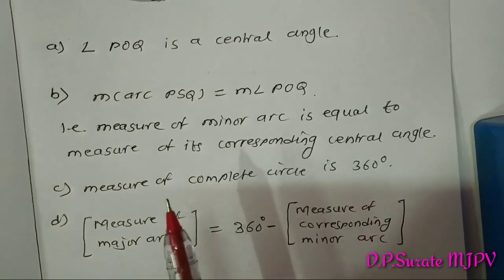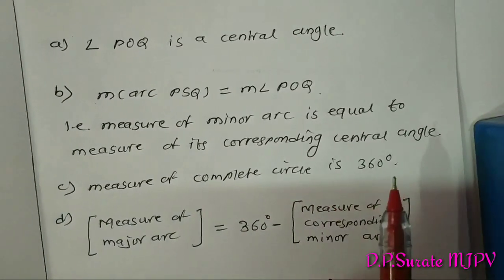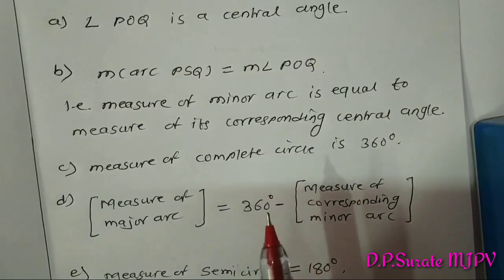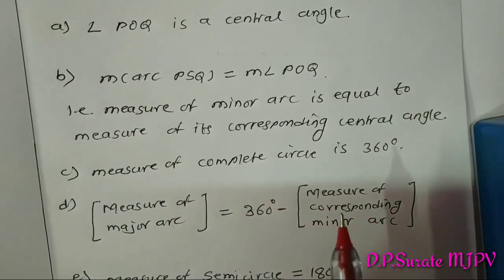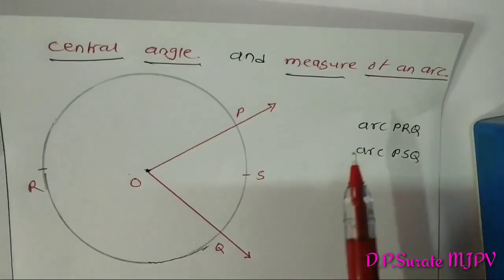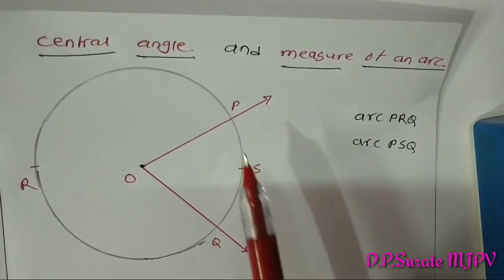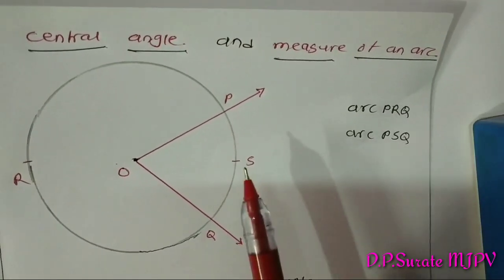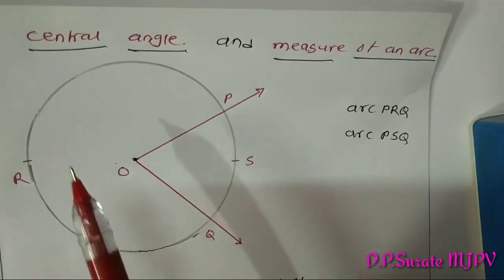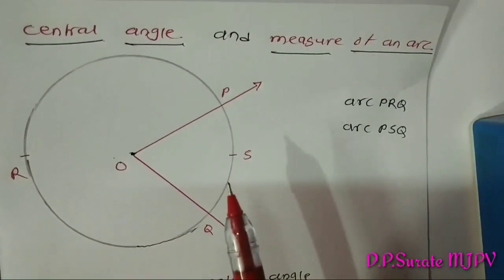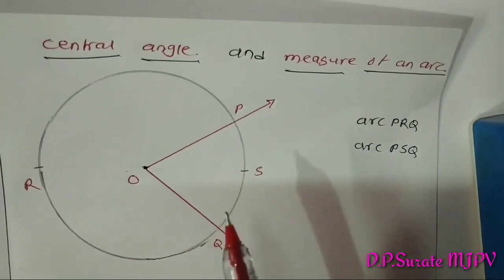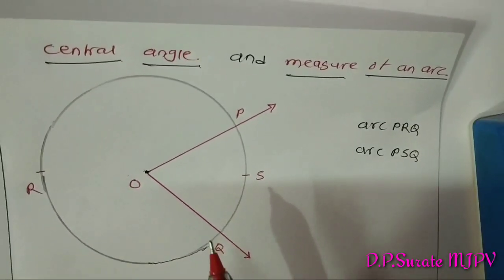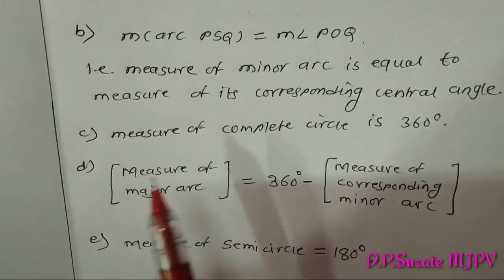We know very well that the measure of a complete circle is 360 degrees. Therefore, the measure of the major arc equals 360 degrees minus the measure of the corresponding minor arc. Now see here, we are taking PSQ as the minor arc and PRQ as the major arc. These two complete the circle. Therefore, if we have to find the measure of the major arc, then we have to subtract the measure of the minor arc from 360 degrees using this formula.